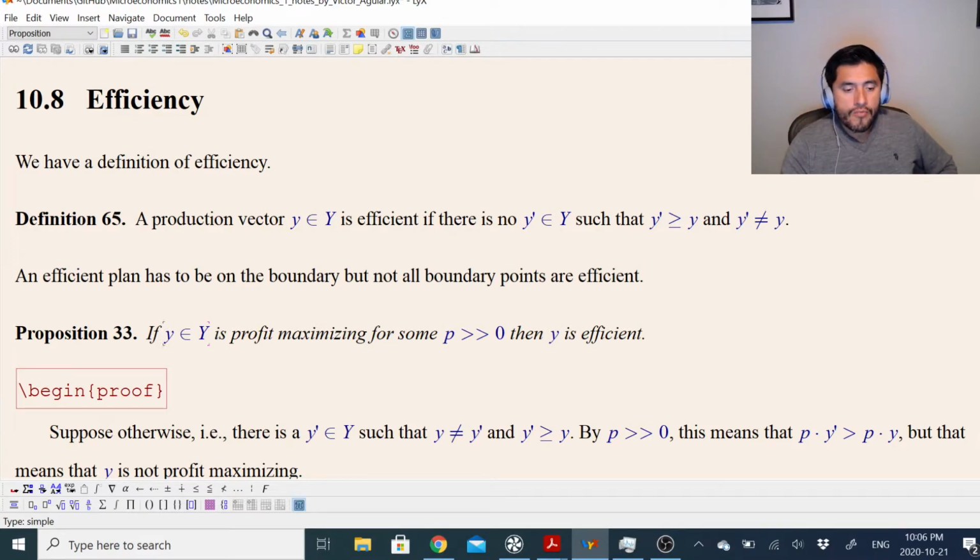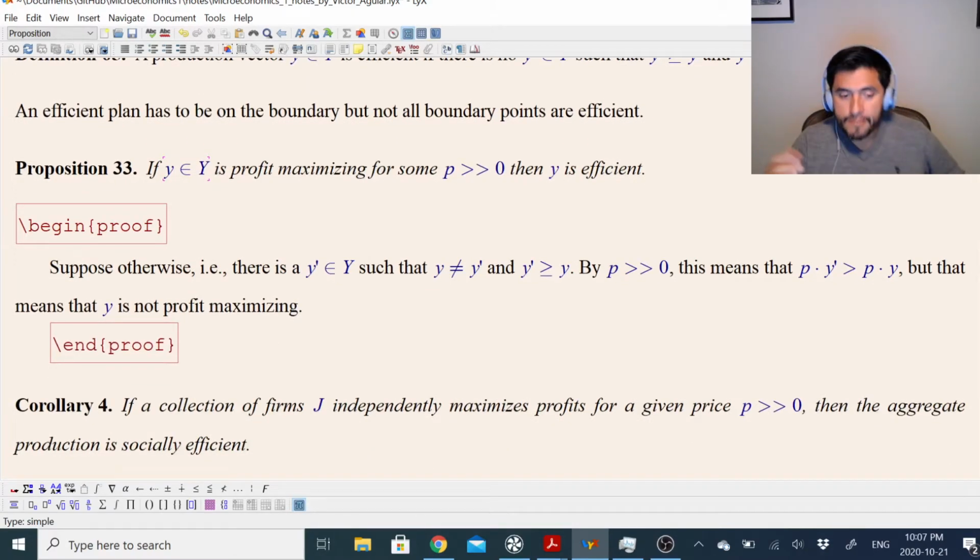So now, proposition. If a small y is in capital Y, so the production plan is feasible, and is profit maximizing for some positive price, then y is efficient. So if you're profit maximizing, you're going to be efficient. So is this something sensible? Yeah, we're going to prove it.